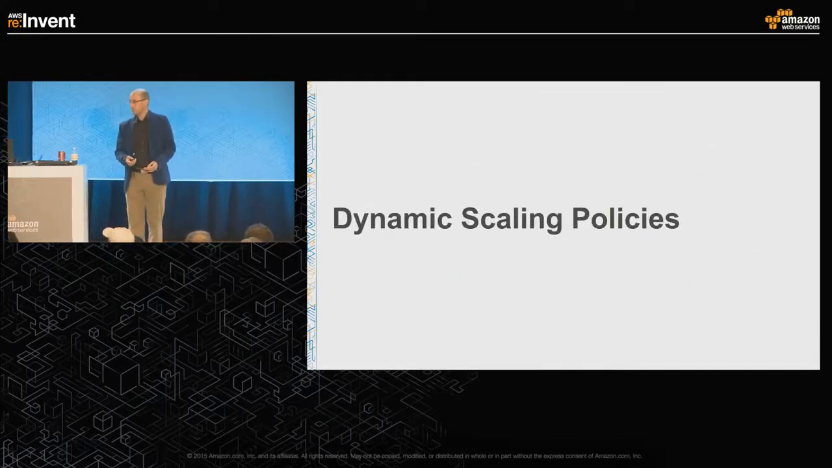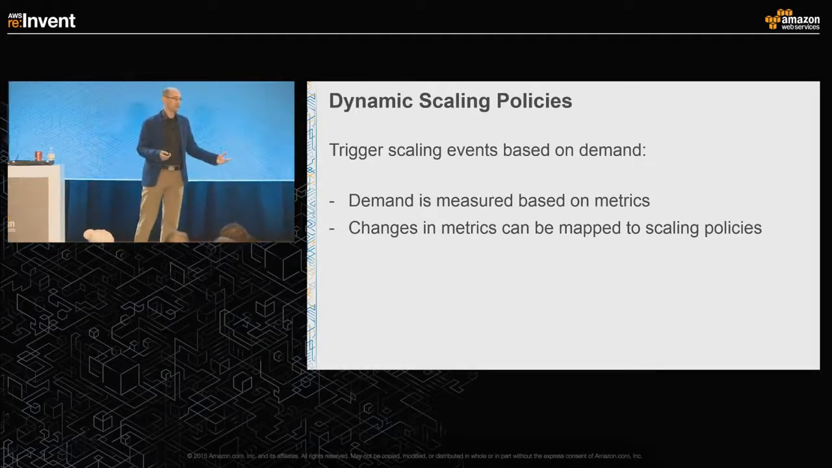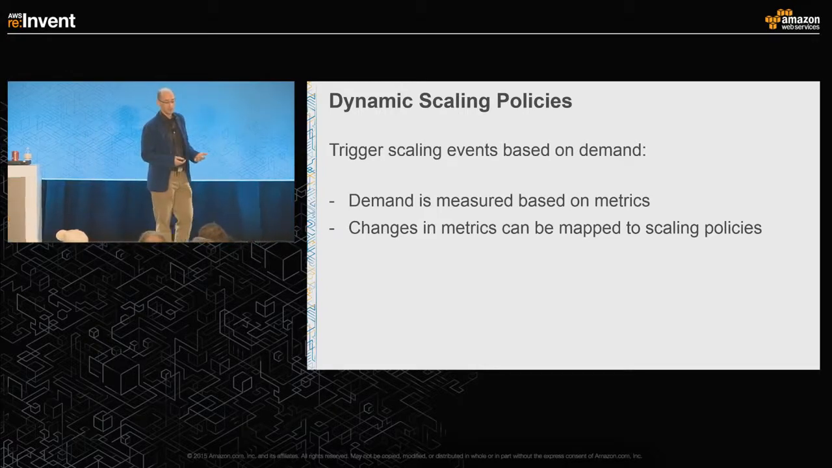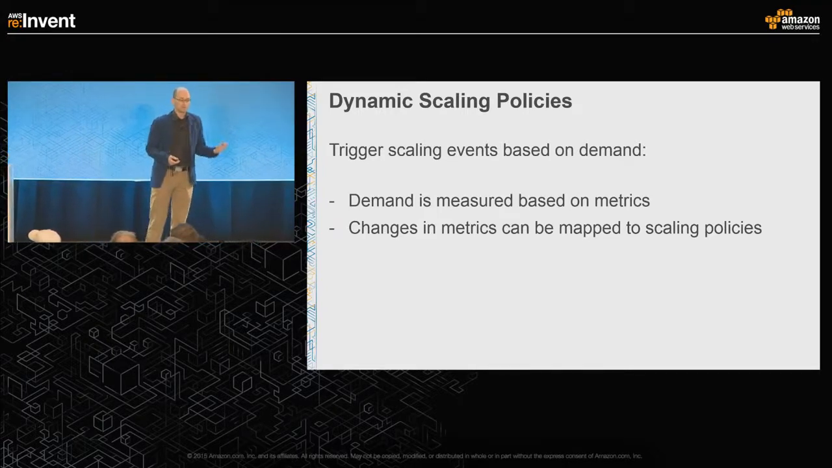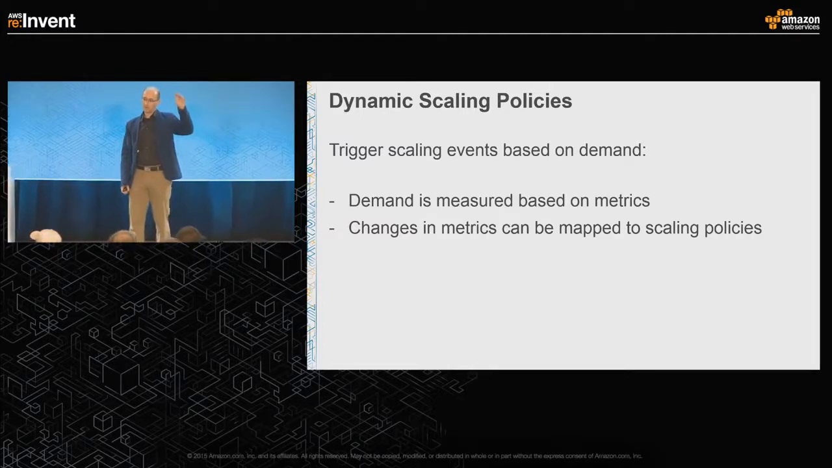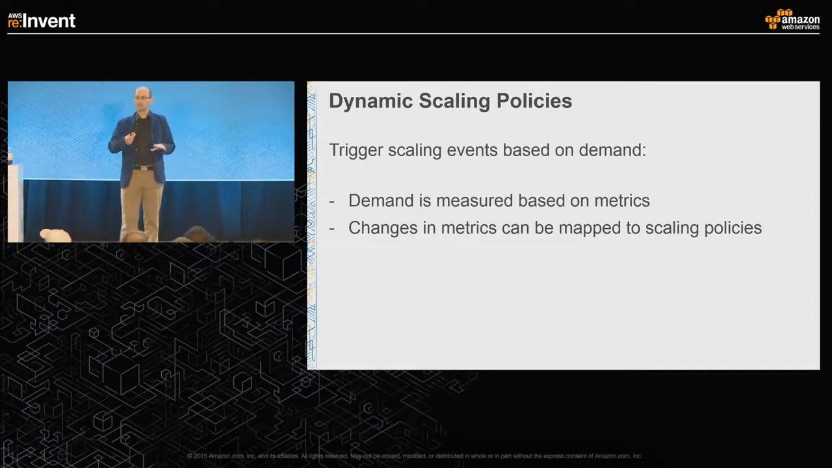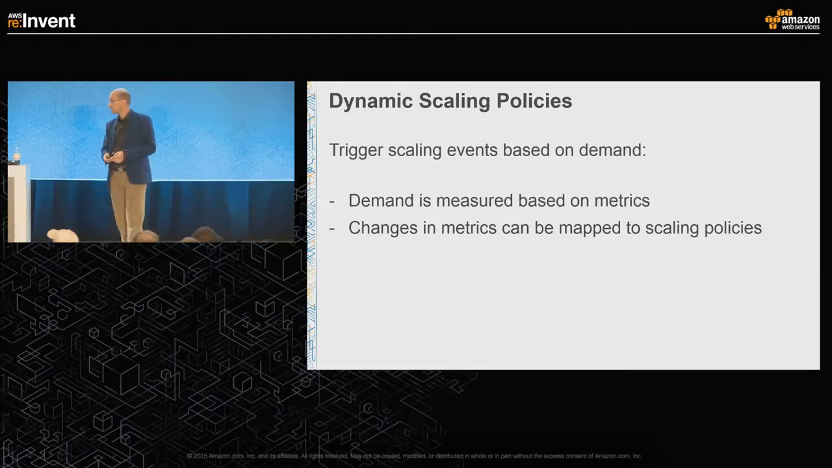Now, most people probably use autoscaling because of dynamic scaling policies. And they just trigger scale-ins or scale-outs based on demand. And the demand is based just on metrics. It allows you to define a number of different scaling policies. So scale up a little bit, scale up hard, scale in very quickly, for example, and map those to changes in the metrics and certain levels of change in the metrics.